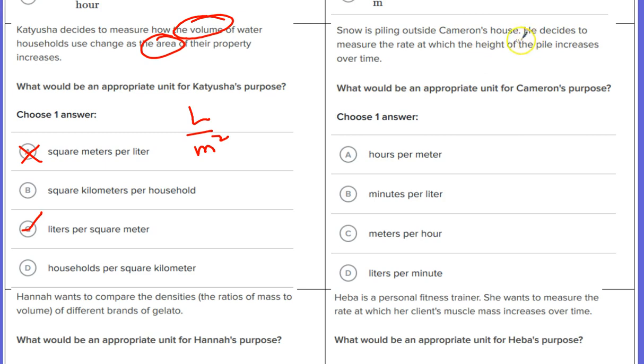Snow is piling outside of Cameron's house. He decides to measure the rate at which the height of the pile increases over time. Okay, so height is a measure of distance. That's meters or kilometers or something like that. And time is a second or an hour or something. So it's going to be something like a meter per second. Meter per hour, that'll work. So that's option C.